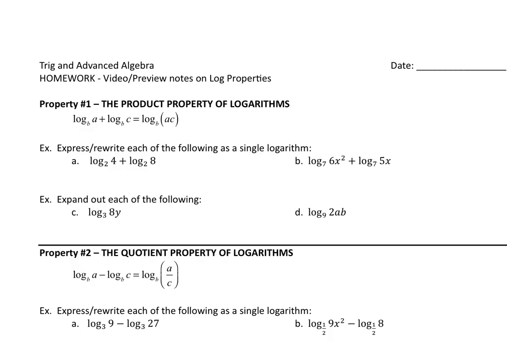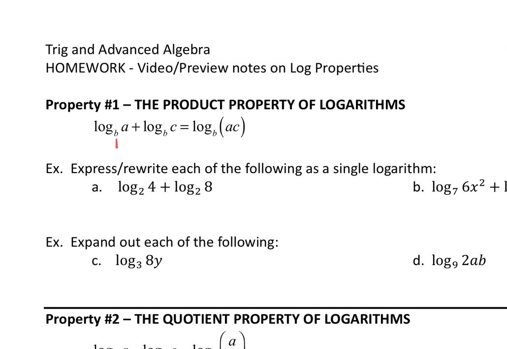So the first of the 3 properties we're going to learn is what's called the product property of logarithms. And that property says that if you have 2 logarithms that have the same base and they're joined by a plus, we can combine them as a single logarithm as a product, meaning we would multiply these 2 arguments together.